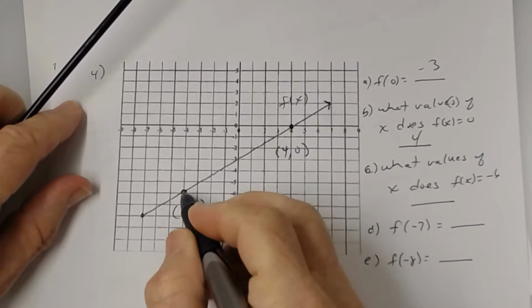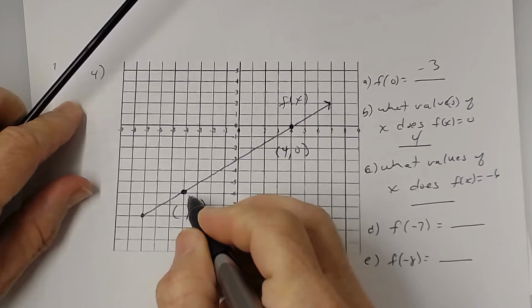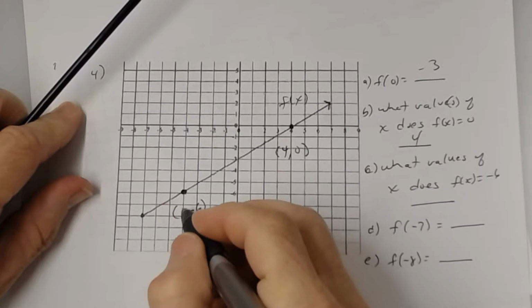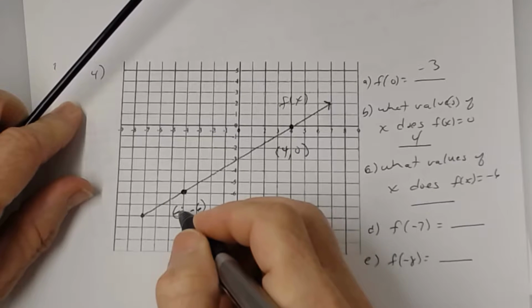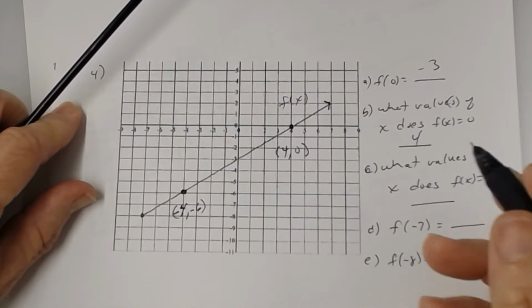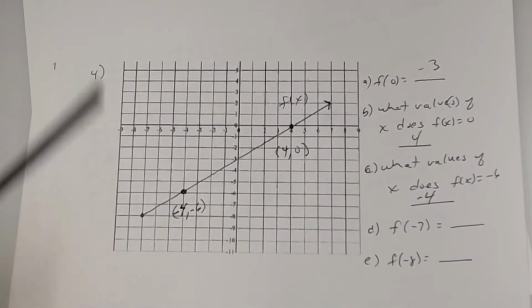Y'all agree that this point here, my y coordinate is -6? Yes. What's the y value? You mean the x value? I'm sorry, yes, the x value. Thank you. -4? I'm on a roll today. Yes, you are.